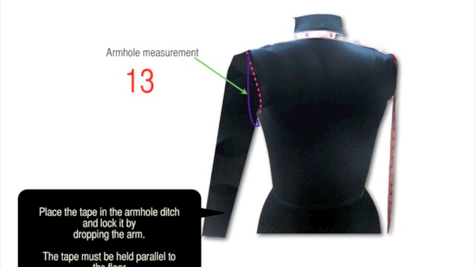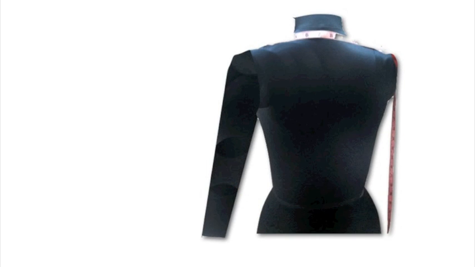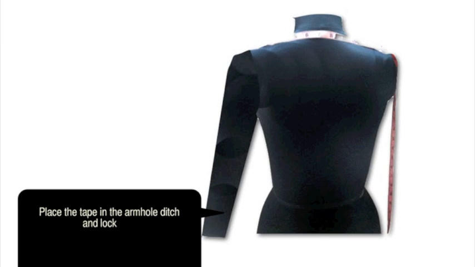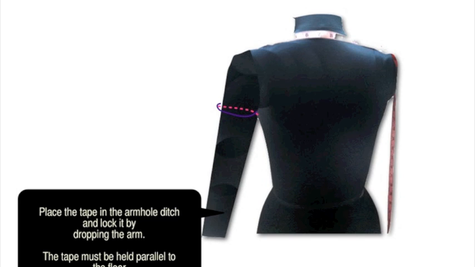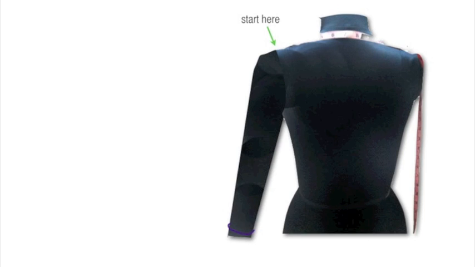And then coming to the arm round, keep the arm in the same position with the tape locked in the ditch, and measure the highest point of your arm, which is also called the bicep level. So this is the arm round. And ensure these measurements are taken clearly and precisely. They make a huge difference in fitting.